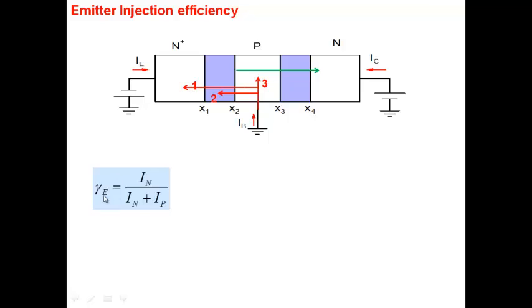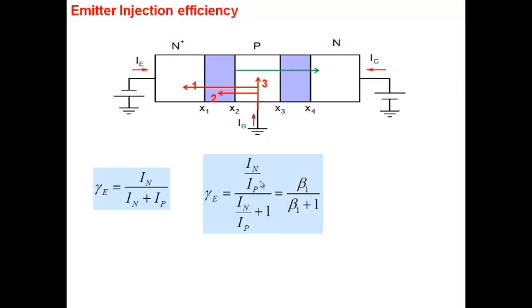Emitter injection efficiency is defined as IN, the electron current injected, divided by the total current associated with the emitter, which is IN plus IP. In this expression, we are neglecting components 2 and 3. We'll see that components 2 and 3 are small. It's easy to see that I can take the ratio, IN by IP, plus 1, and this ratio of component 1 to this one is what we defined as beta 1. So the emitter injection efficiency is related to our beta 1 factor.